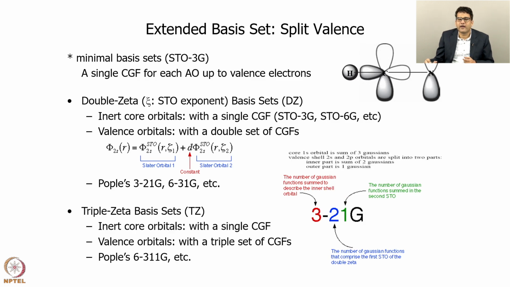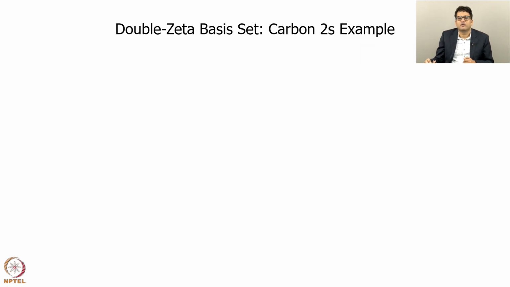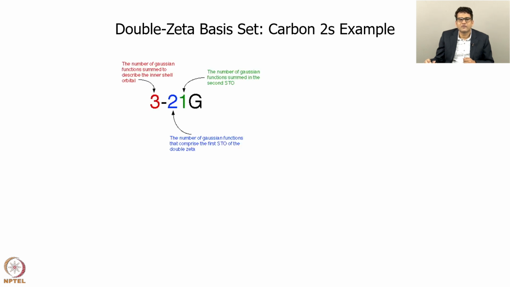And of course, I can have a triple zeta basis set, where for the valence orbital I have 3 sets of Slater type orbitals and the inner core is described by one set of core orbitals. We are going to see an example of this and what the combination coefficients and the exponents look like in these cases. So let us go to the double zeta basis set, carbon 2s example. Again remember it is called 3-21G because the core orbital has 3 Gaussians and 1 Slater type orbital, and the valence orbital has 2 Slater type orbitals.